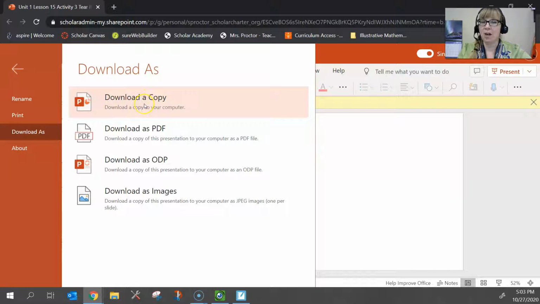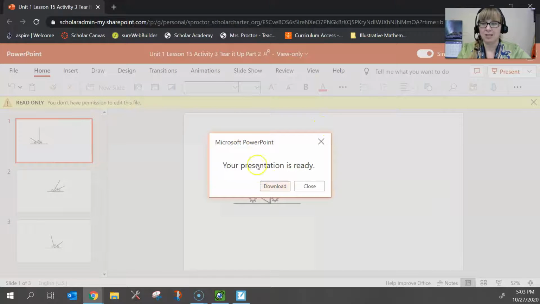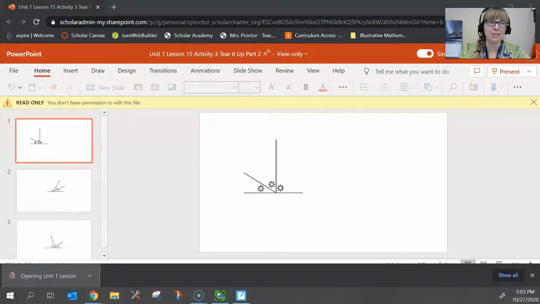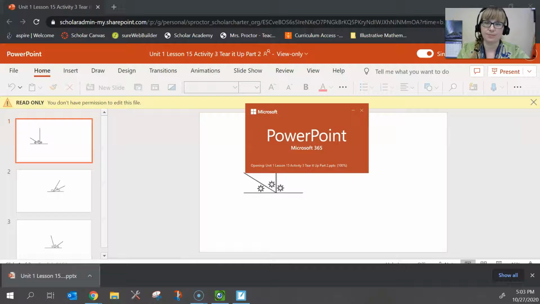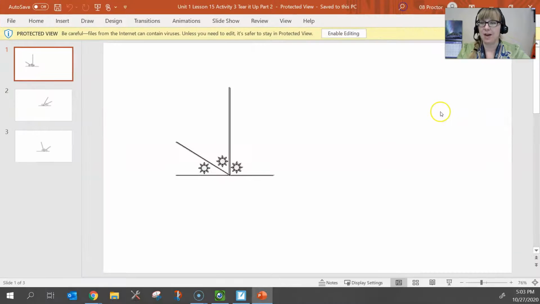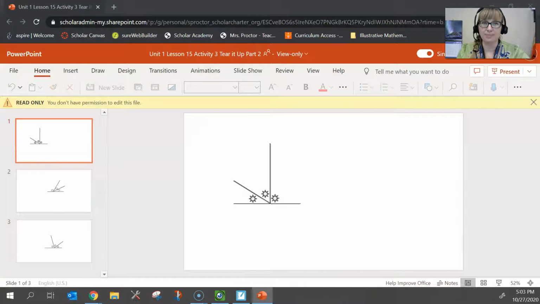Make sure you're downloading a copy. Don't choose any of these other images, it won't make it editable. Download a copy. It says the presentation is ready, so we download it. Here it pops up. Depending on your browser and depending on your system, you might have it pop up somewhere else. Open up that download. And then this is an editable file. We'll return to the editable file later. Please make sure you remember to download and save your own copy.